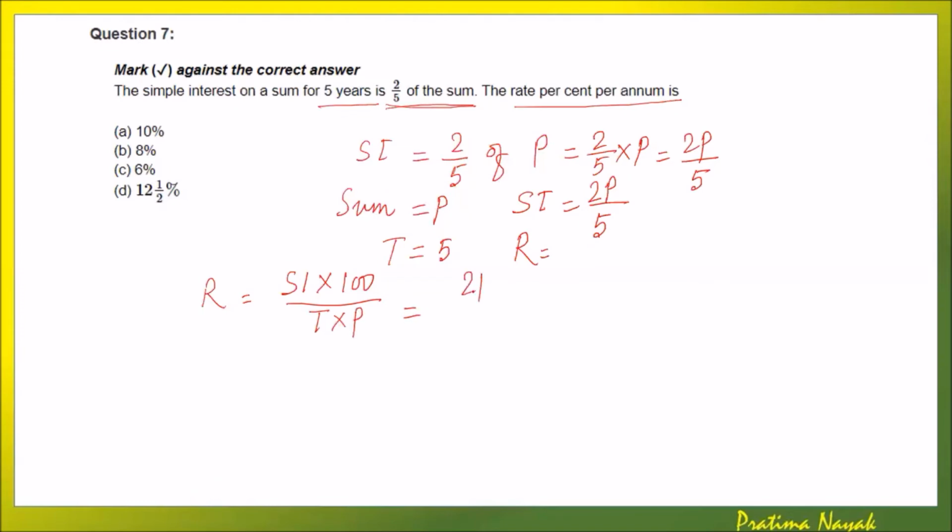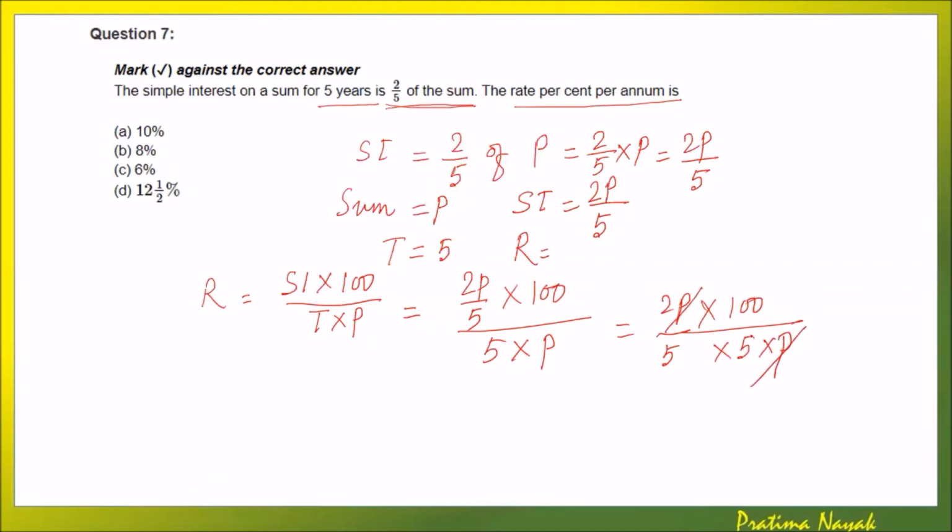SI is equal to 2P by 5 multiplied by 100 upon T is 5 multiplied by P. So you can simplify 2P by 5 into 100 and here your 5 into P. If we cancel 5, 20, 5, 4, so it is your 8%.